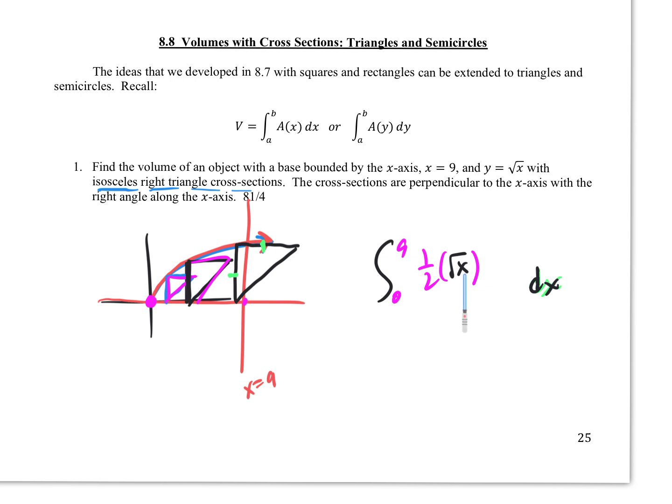1/2 base times height, you said. What's the height going to be? That. So could I just say root x squared? Yeah, I love it. That's it. That's going to find the volume of this funky looking shape that has all these right isosceles triangles popping out at you. Very hard to visualize.